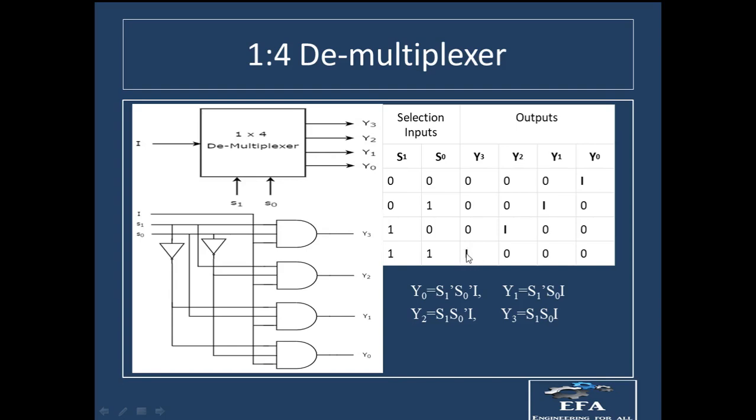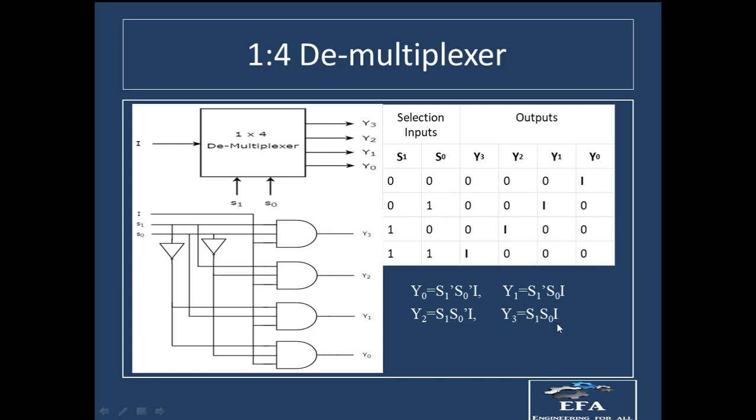So how can we draw the Boolean expression out of it? For the first one, y0 has the information at this point, which is possible only if we have s1 complement and s0 complement. So we have s1 complement, s0 complement into I. y1 is possible only when we have s1 complement and s0, so y1 is equal to s1 complement into s0 multiplied by I. Similarly we can draw for y2 and y3. So y2 will be equal to s1 s0 complement into I, and y3 is equal to s1 s0 into I.